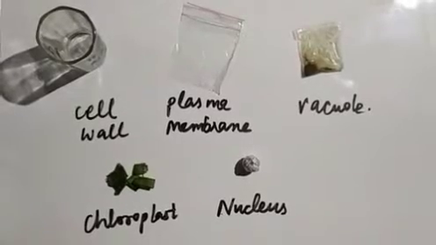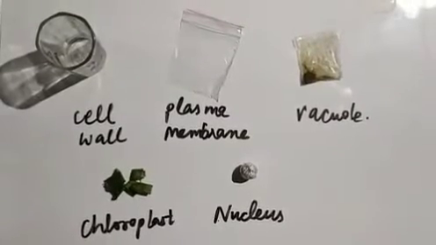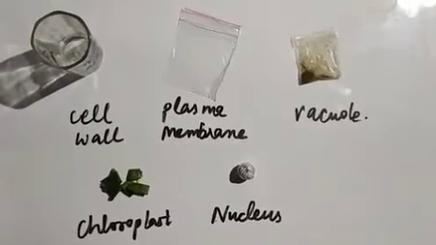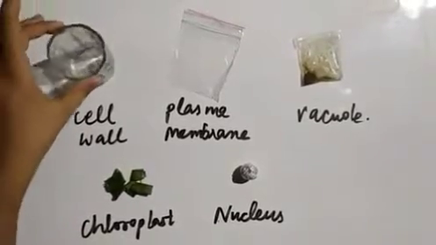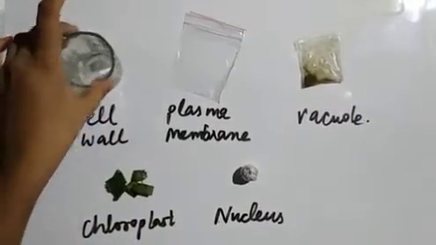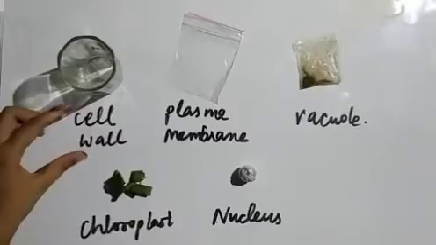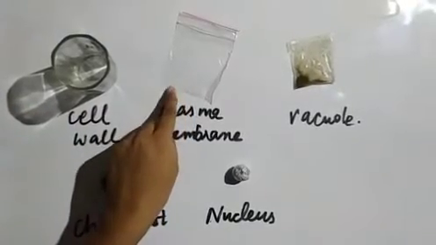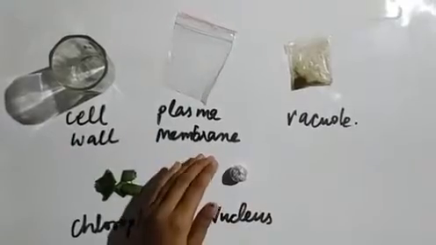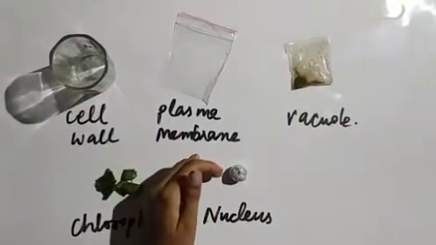Now we can easily prepare the 3D structure of a plant cell. To represent the 3D structure of the plant cell, I have taken some equipment. I have taken a glass which is very hard, thick, rigid. This can act as a cell wall. I have taken a simple plastic pouch that is thin and elastic, which can be represented as a plasma membrane.